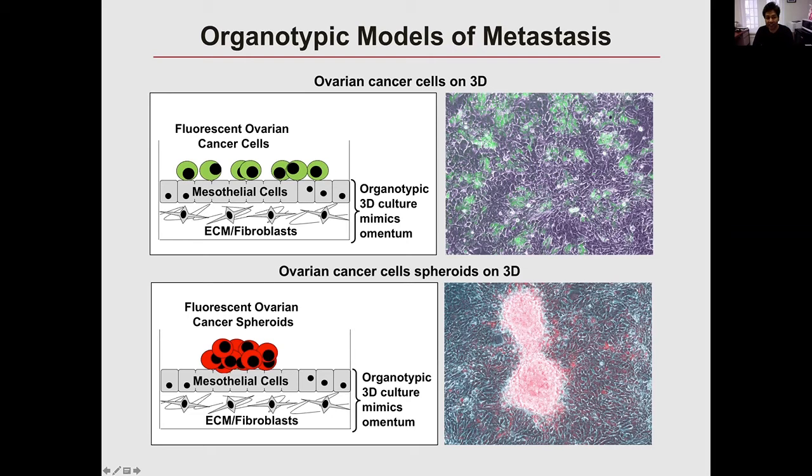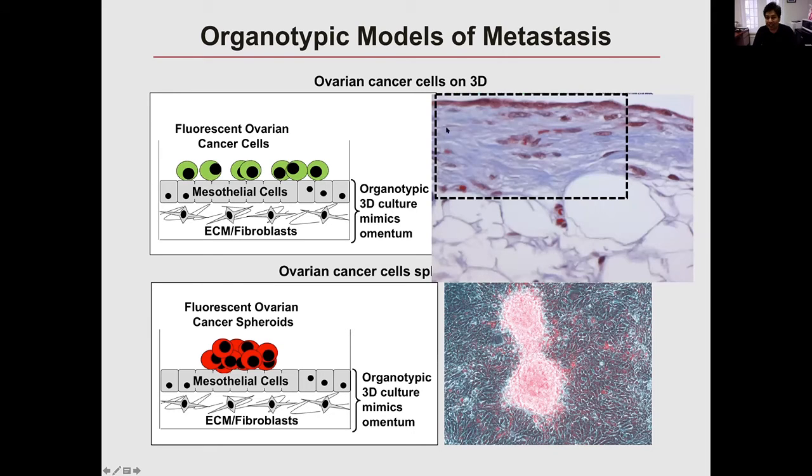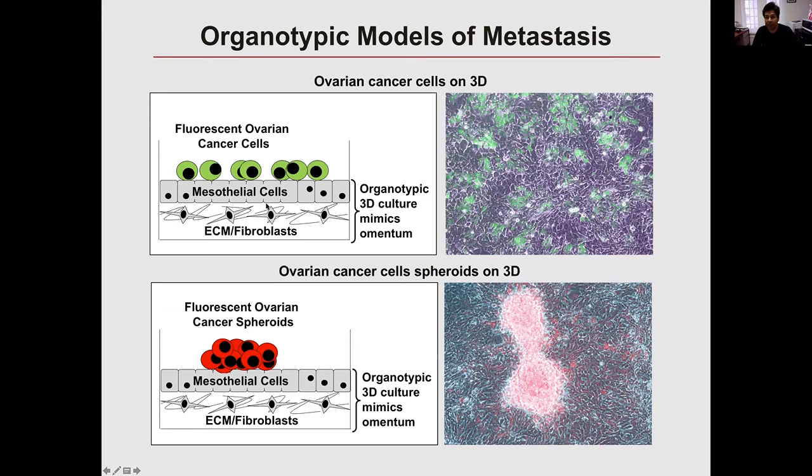And then we can seed ovarian cancer cells with a fluorescent tag, and then follow what's happening in these cancer cells as they interact with the microenvironment of the metastases. So this is a section of actual human omentum. So this is the outer layer of mesothelium, and then there is the basement membrane, which has these fibroblasts. So we are mimicking exactly that in the tissue culture dish.